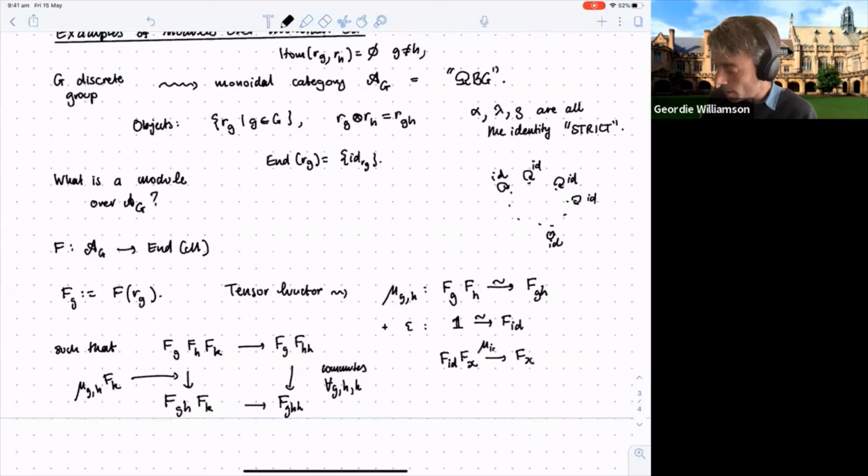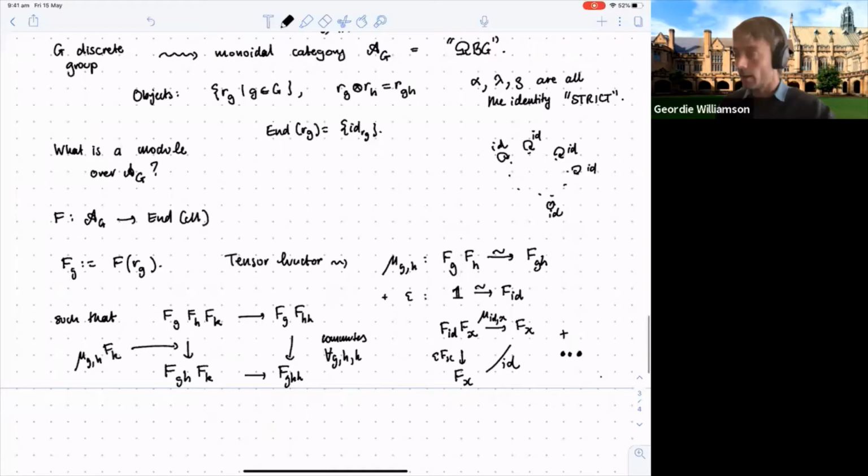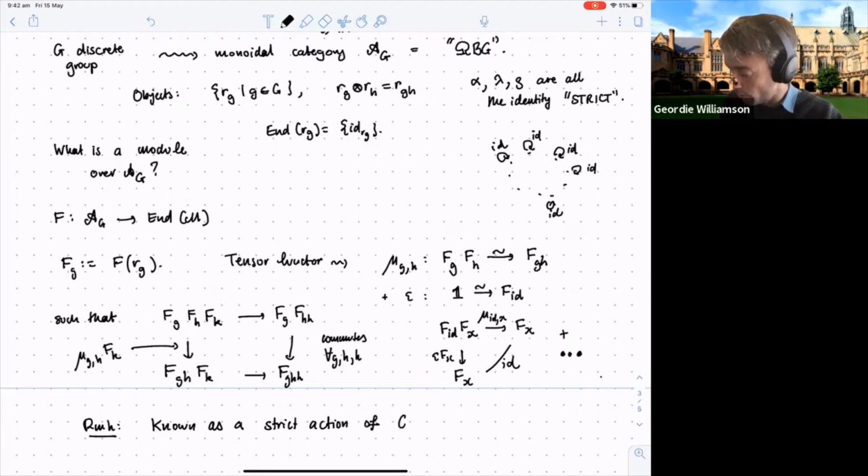So if I take F identity FX, then I can multiply to FX. This would be mu identity X. But I can also use my unit. And here I take the identity map, and similarly on the right. Okay. And this is what is known as a strict action of G on M.